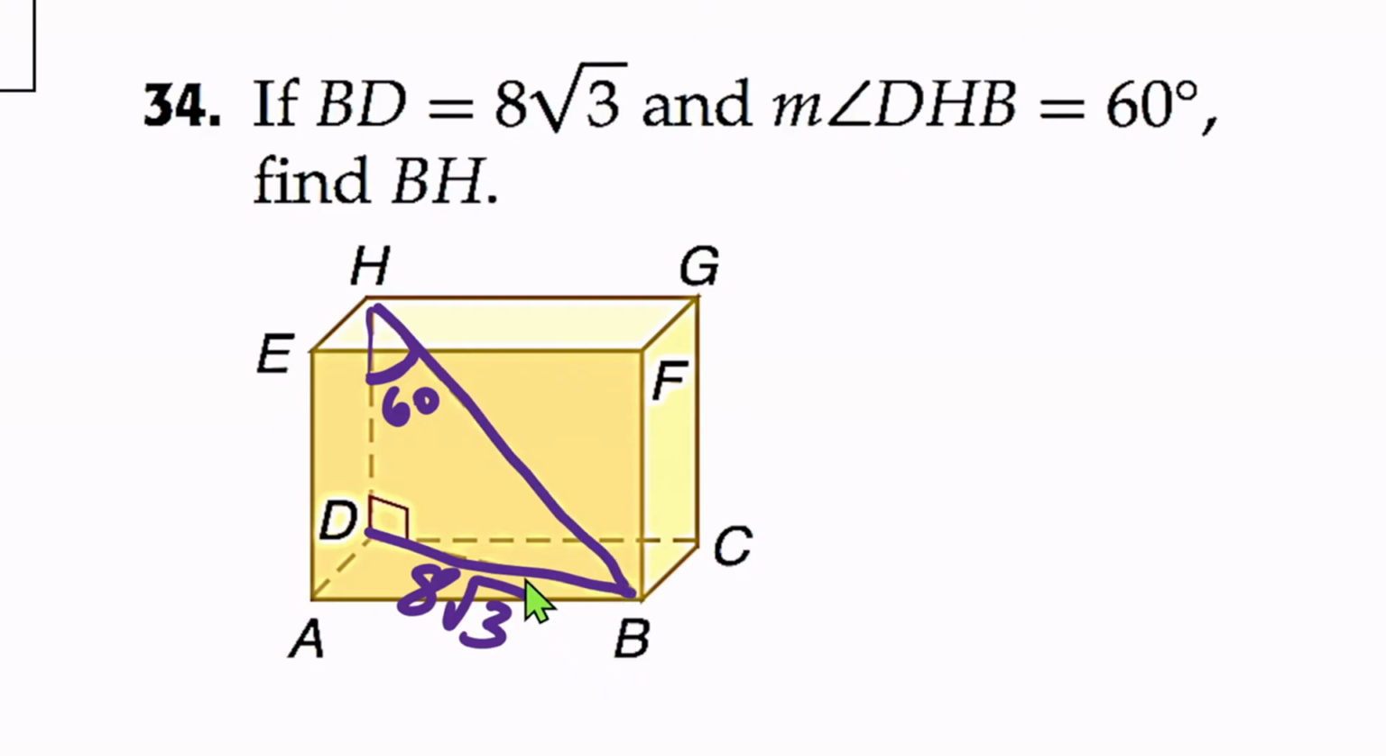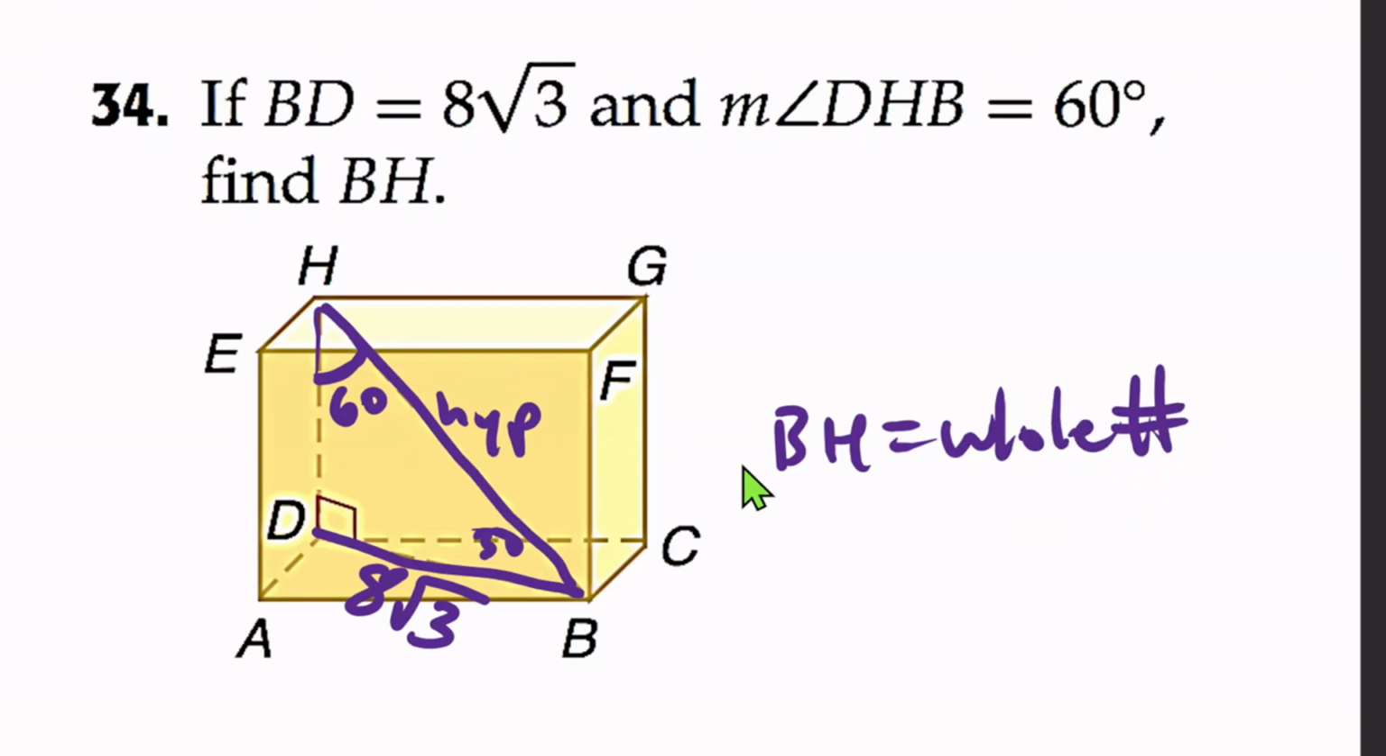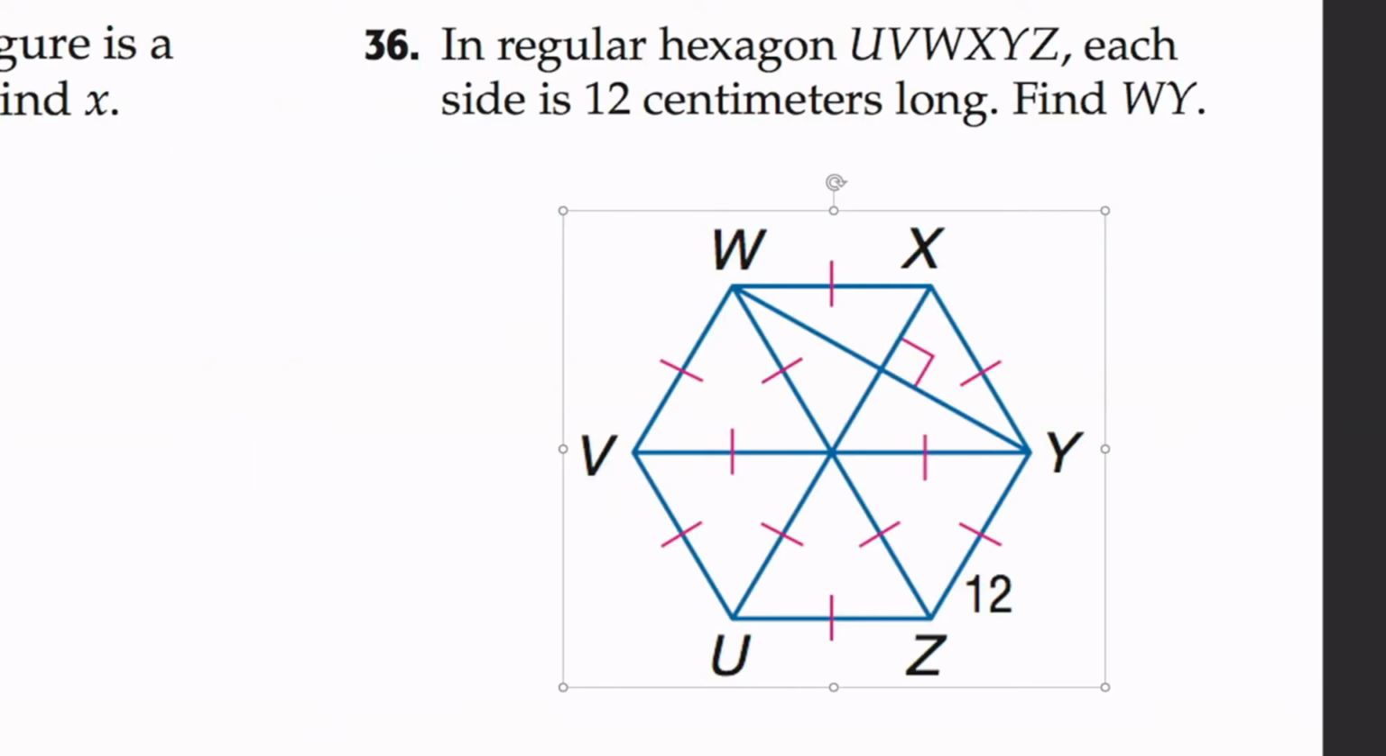I'm disappointed in the authors of this problem because it could have been so much better. They could have asked you to find this line, BG. But anyway, BD is 8 square root 3. This angle here is 60 because that's DHB, and they want you to find BH, the hypotenuse, and BH will come out to be a whole number. Sorry if this was repeated. I was messing with my pause and I don't want to edit this video.